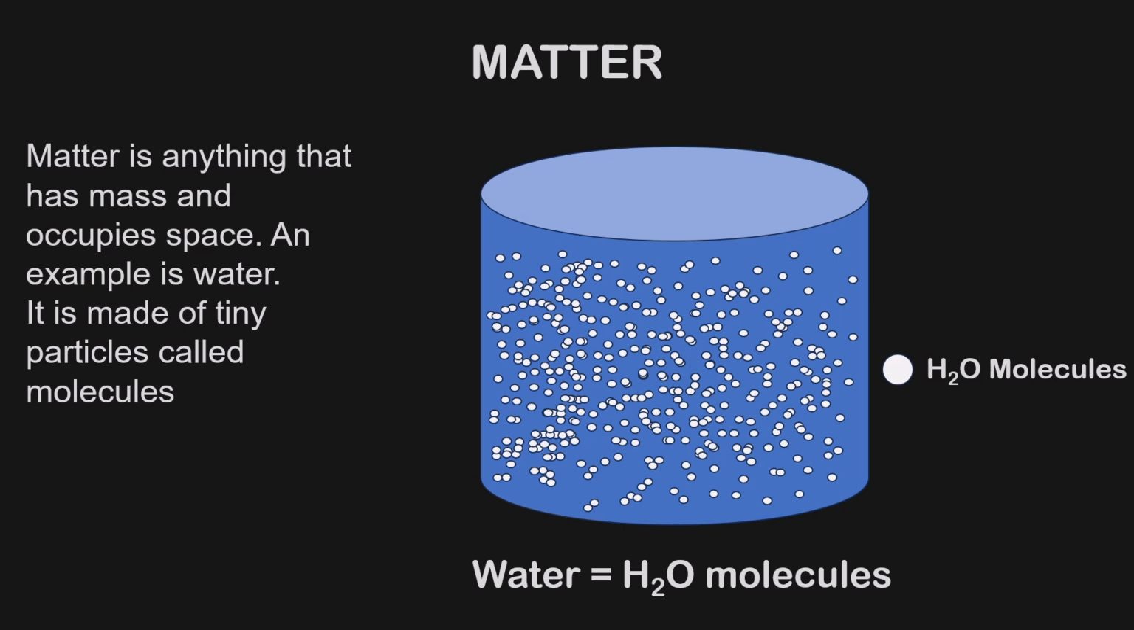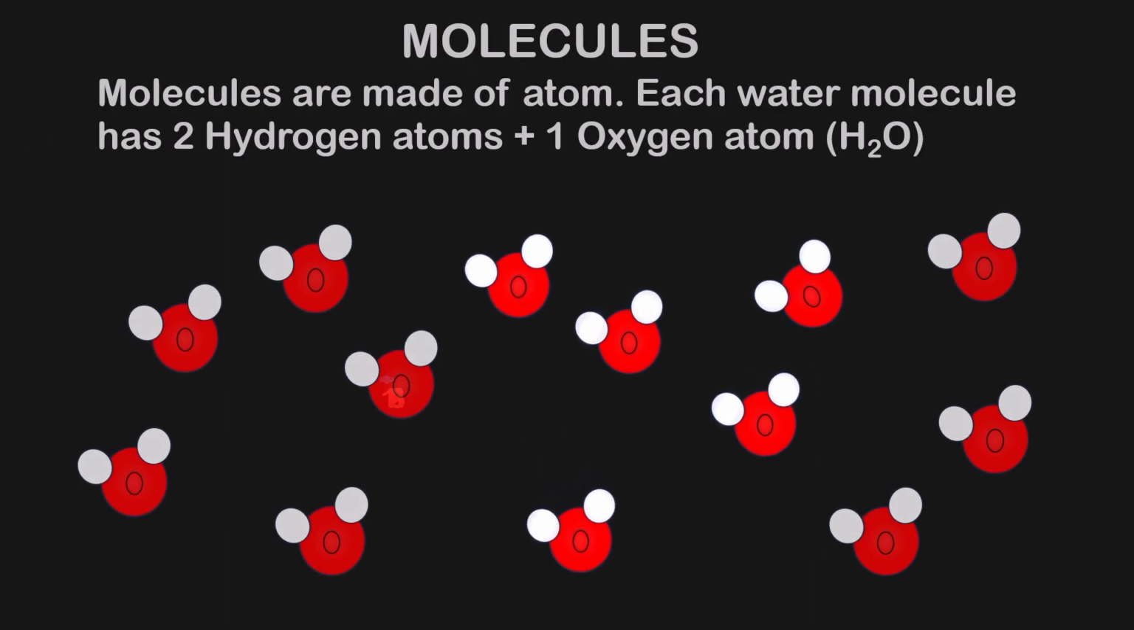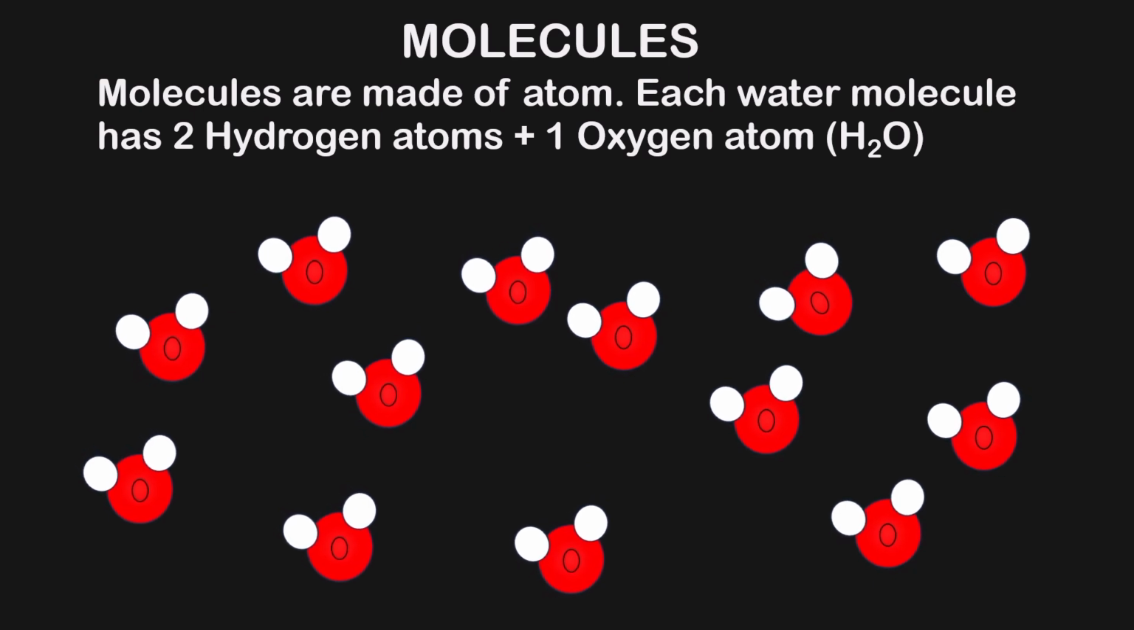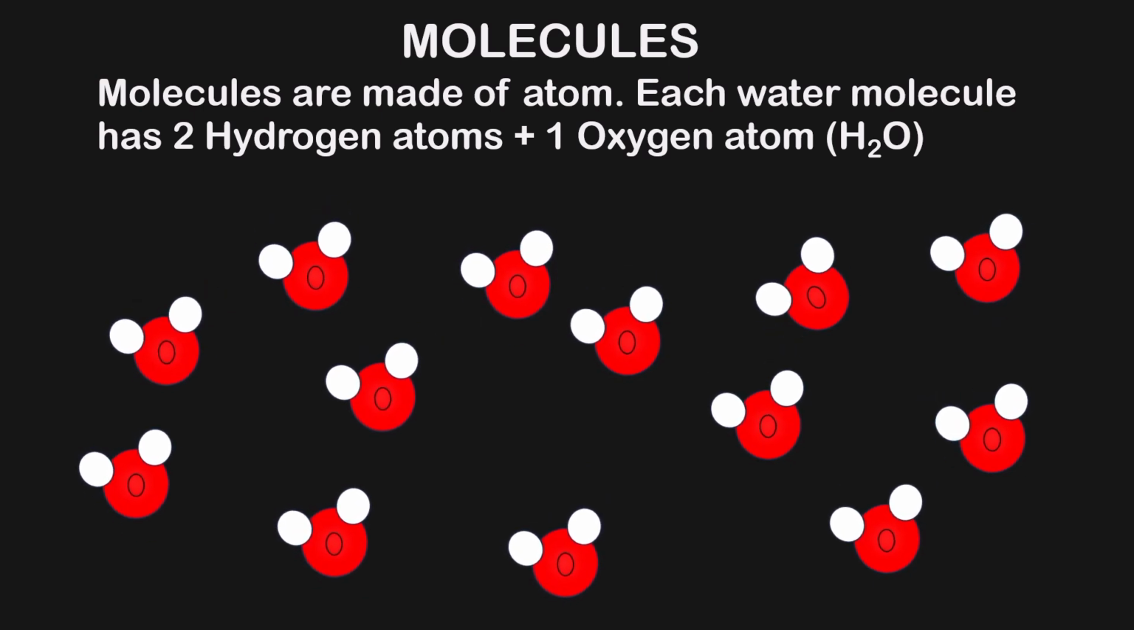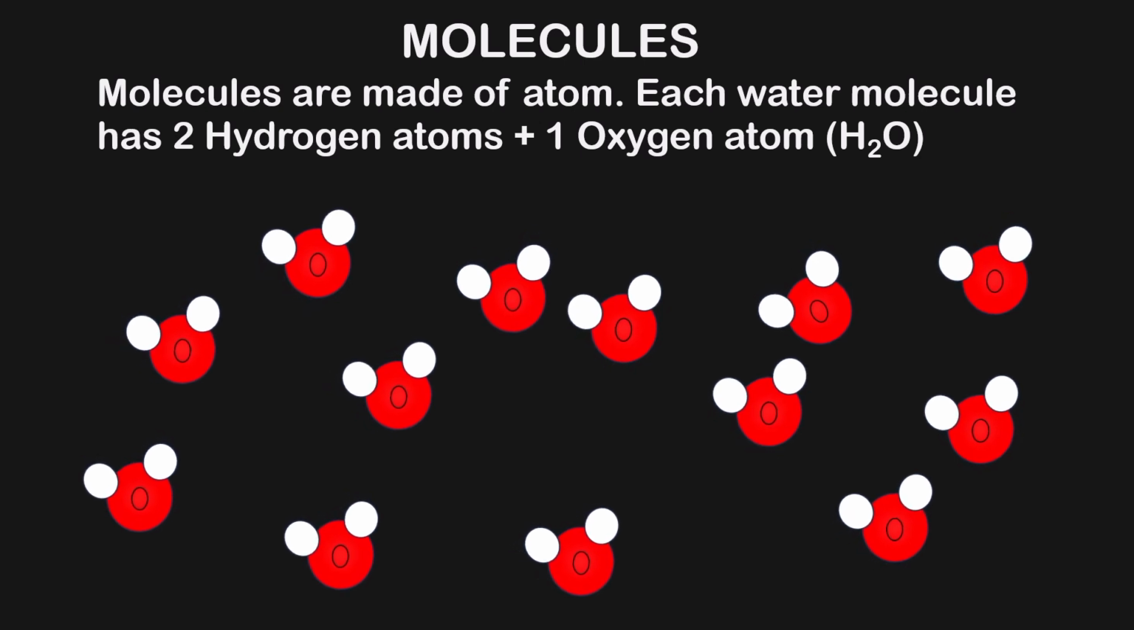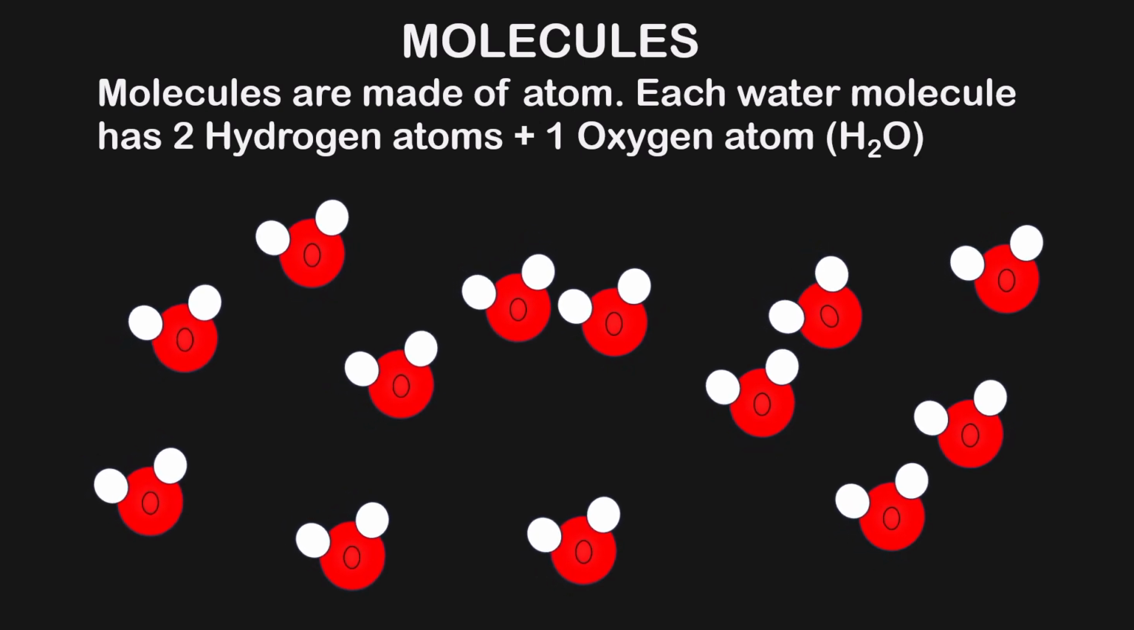Everything around us is made of matter. Matter is anything that has mass and occupies space. Take water, for example. Although it looks continuous, water is actually made of extremely tiny particles called molecules. These molecules are far too small to be seen with the naked eye. Each water molecule contains 2 hydrogen atoms and 1 oxygen atom, forming H2O.